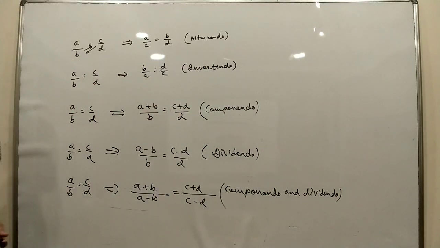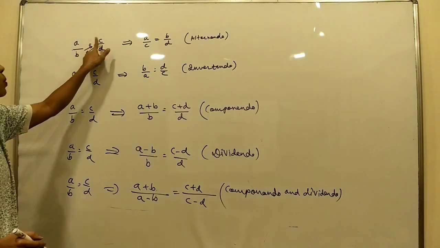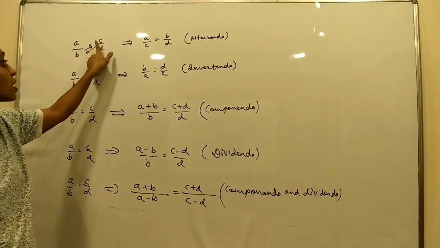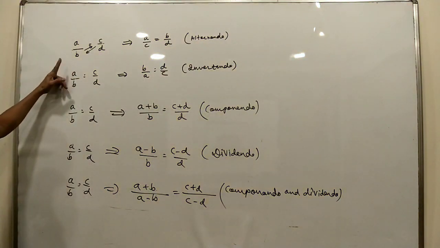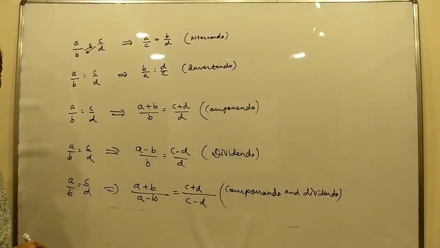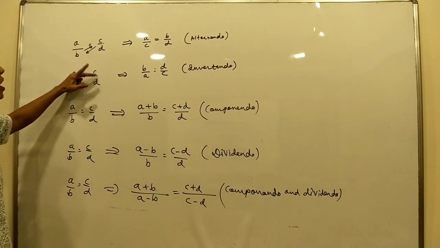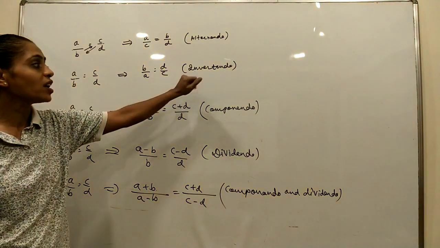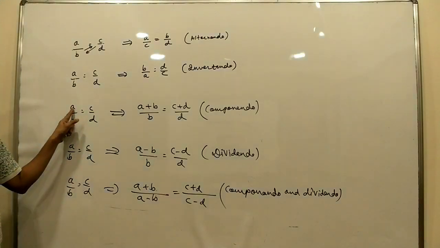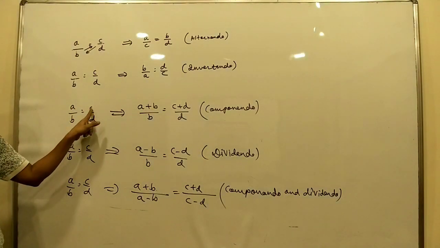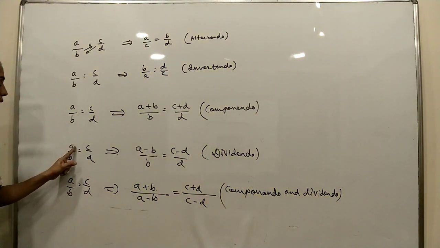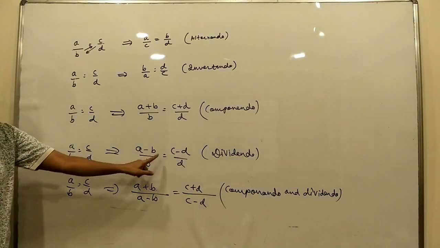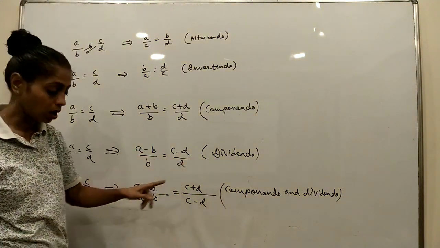Okay. Now again revise all the 5 properties. Just alter the numerator and denominator, it is known as alternando. C down, B up, it is known as alternando. Just you invert it. Reciprocal of both the ratios is B upon A, D upon C, known as invertendo. Now just numerator plus denominator, it is known as componendo. Now numerator minus denominator, it is known as dividendo.